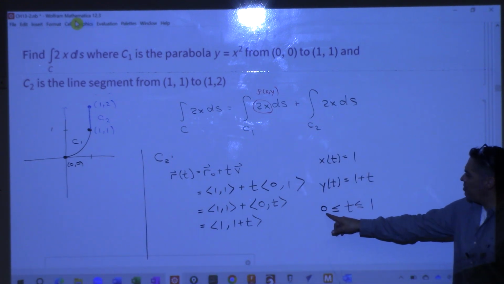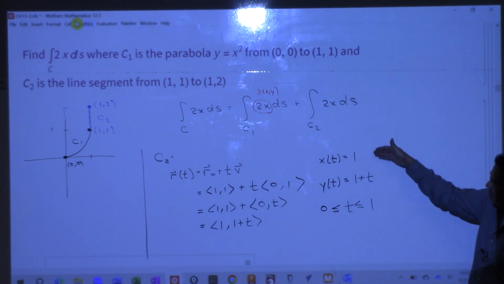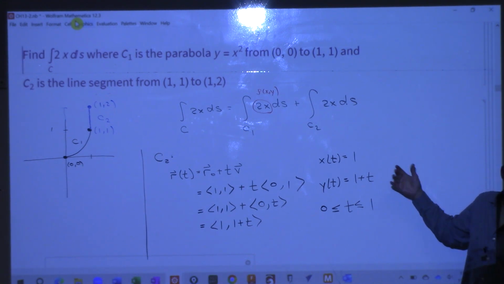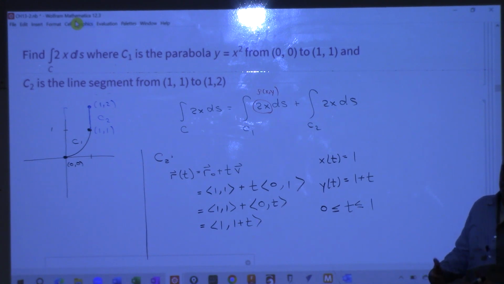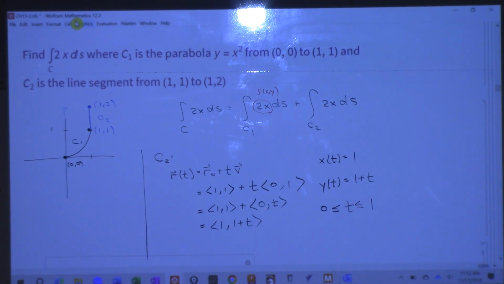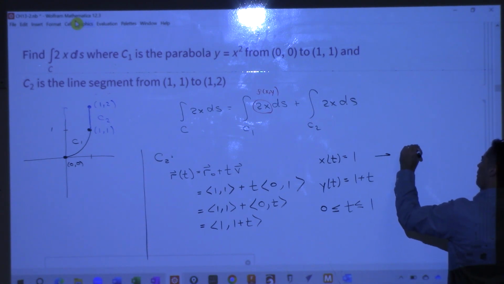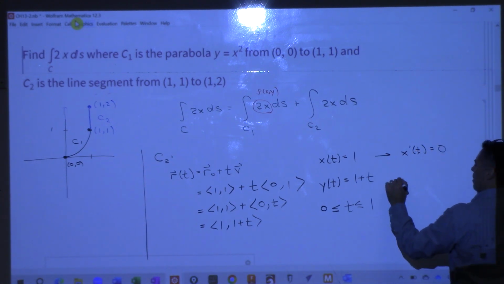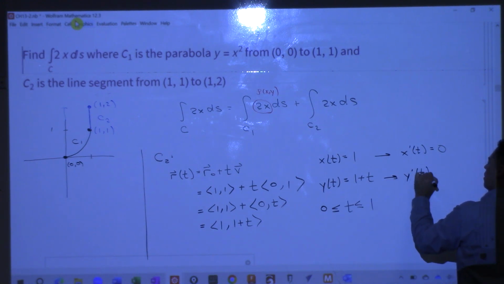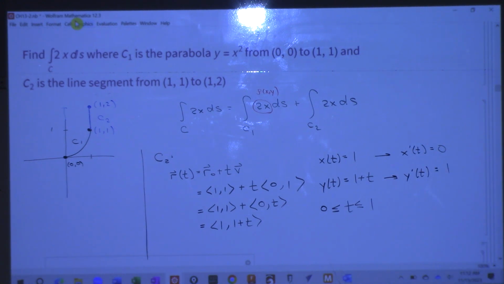Check it. Let t be 0. What do you get if you plug 0 in here? 1, 1? Plug in 1. What do you get? 1, 2. That just kind of helps you be confident that that is drawing that line segment. And it goes from 1, 1 to 1, 2. Hey, we're going to need derivatives, aren't we? May as well just do them now. So x prime of t, 0, and y prime of t, 1. There we go. So I think I'm ready.